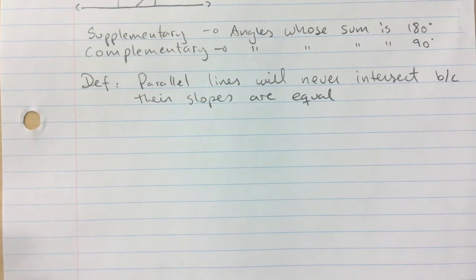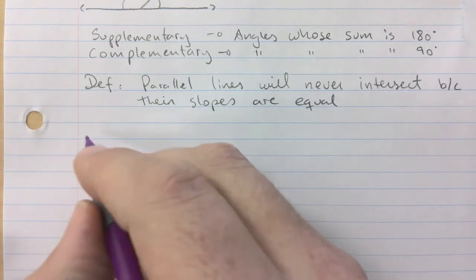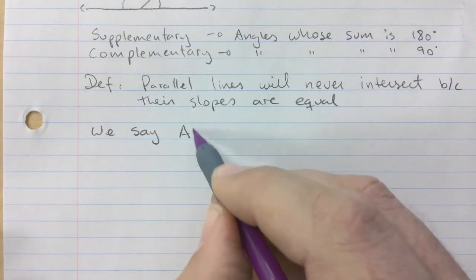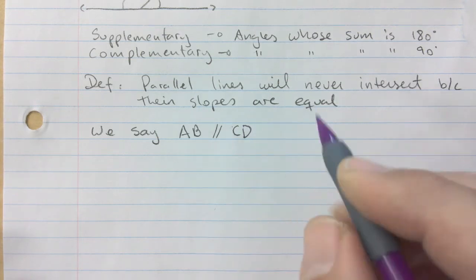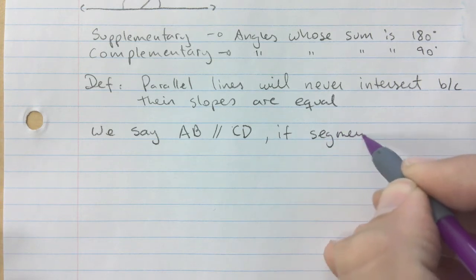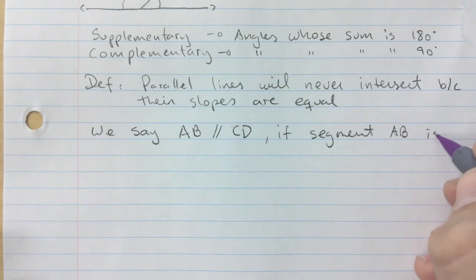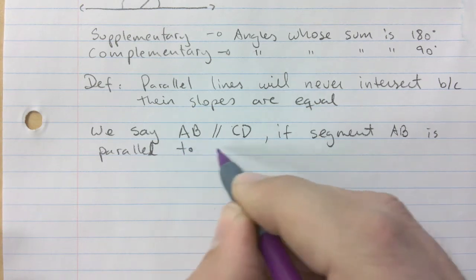In fact, in IPR, you would check whether two lines were perpendicular or parallel just by looking at the slopes. We say that AB is parallel to CD, if segment AB is parallel to CD.